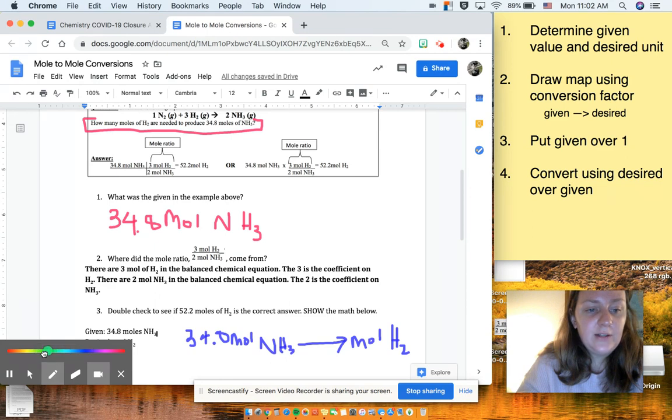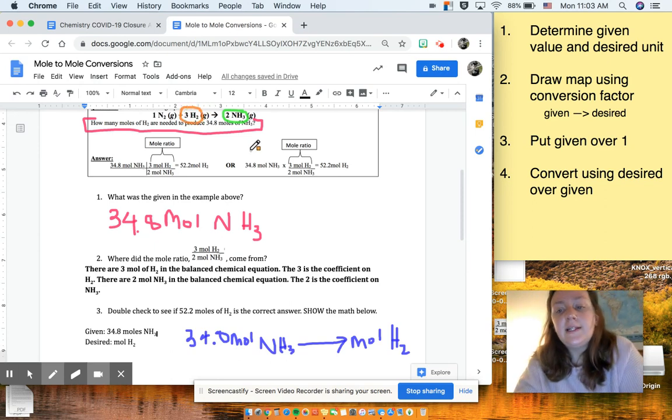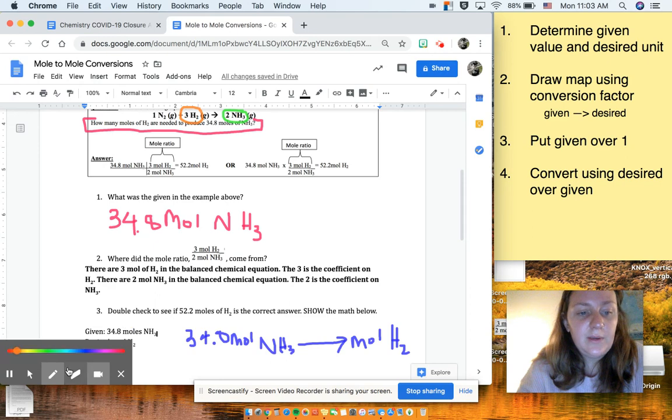So I'm going to get some different colors. Let's do a green maybe. So we're comparing moles of NH3 to moles of H2. So for every 2 moles of NH3, there are, what color should I do now? Orange. There are 3 moles of H2. That kind of looks ugly. Let me try again. There are 3 moles of H2. So that's how they're related, right? Those 2 coefficients. So I'm going to just put that as my conversion factor on top of the arrow.